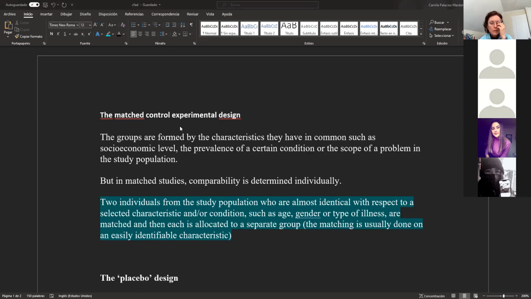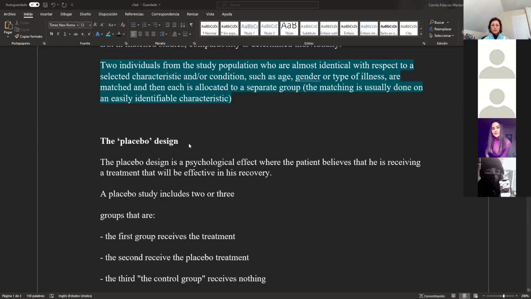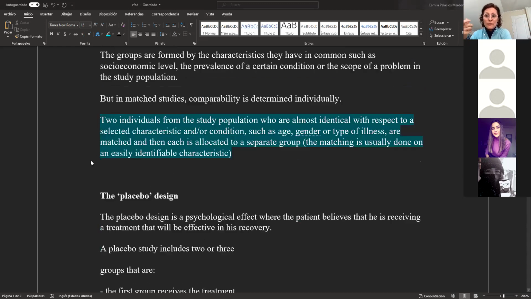This is the matched control experiment design. The matching is done on, yes, so this is a special kind of grouping because you're grouping according to characteristics. Remember that in the completely random design, you don't have predetermined characteristics, so any person can go to any group. But here you're grouping them according to characteristics. So you are already manipulating that variable, okay? You want to see how variables like age, gender, or type of illness influence the effect.